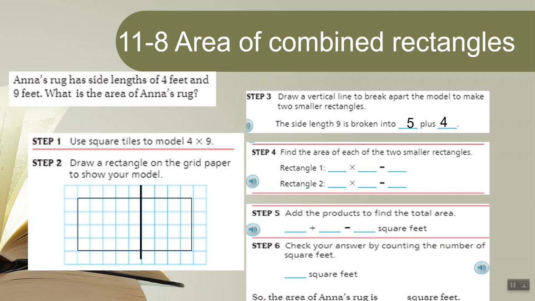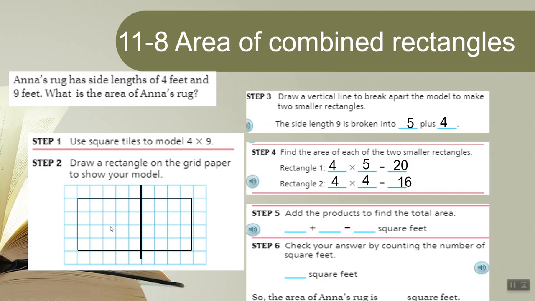Then we will find the area of each of the two smaller rectangles, rectangle number 1 and rectangle number 2. For rectangle number 1, the length is 4 and the width is 5, so the area equals 20. What about rectangle number 2? The length is 4, since we have here 4 square units, and the width is also 4. So 4 times 4 equals 16.